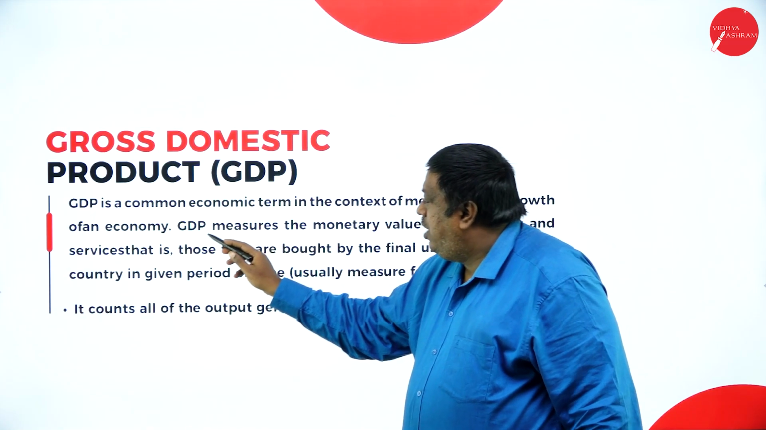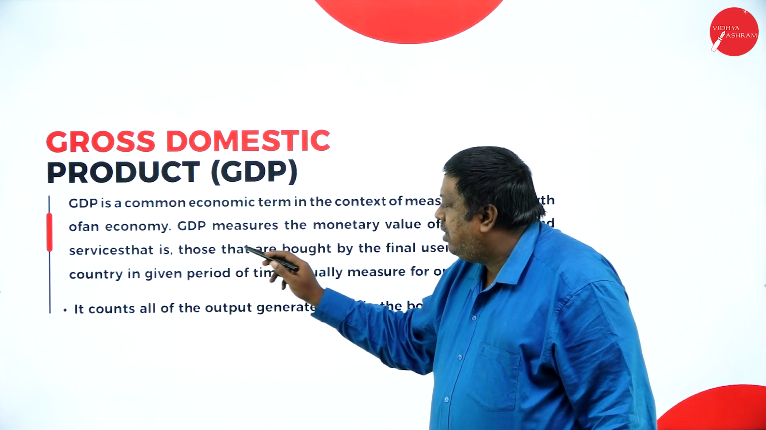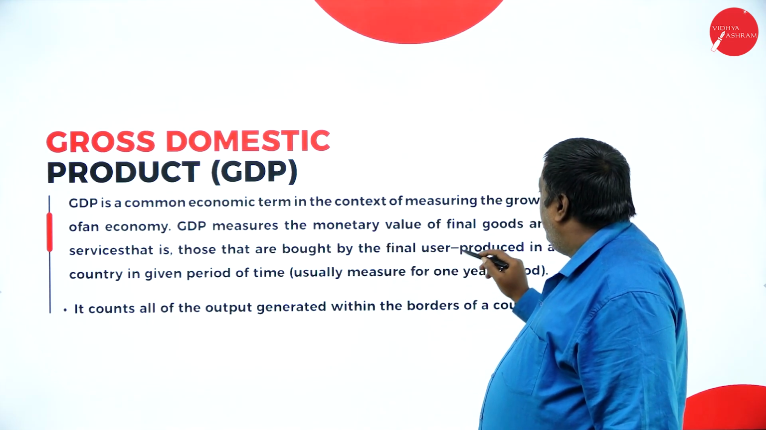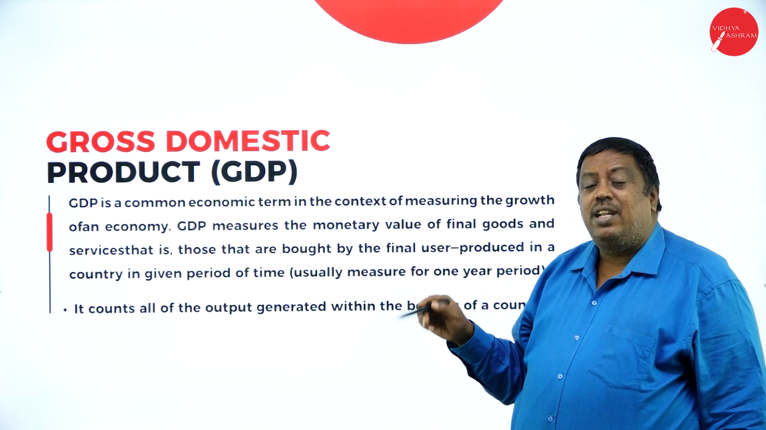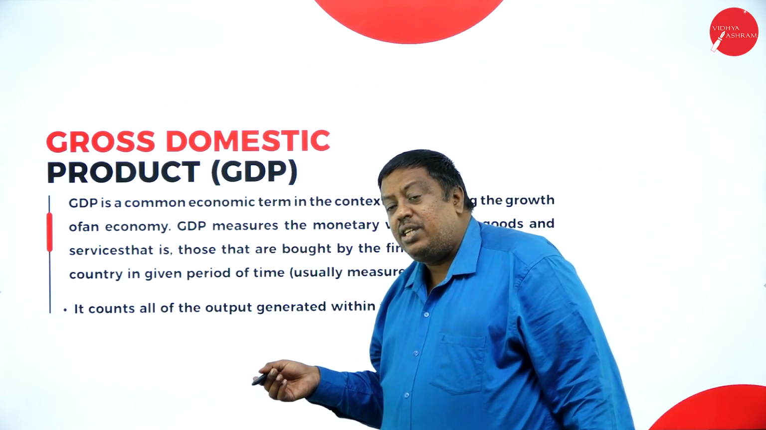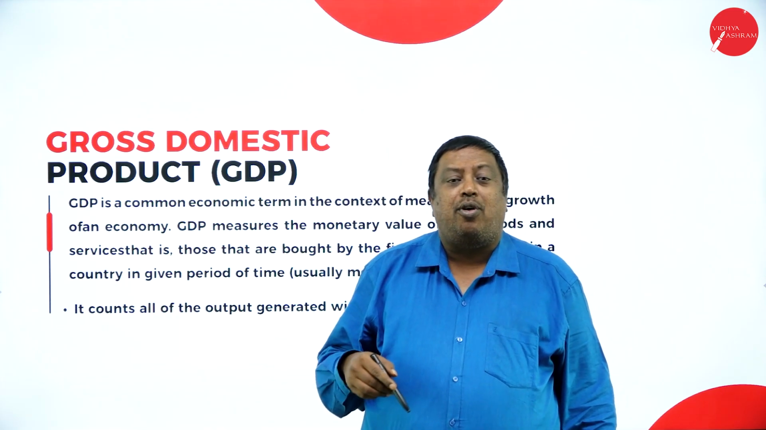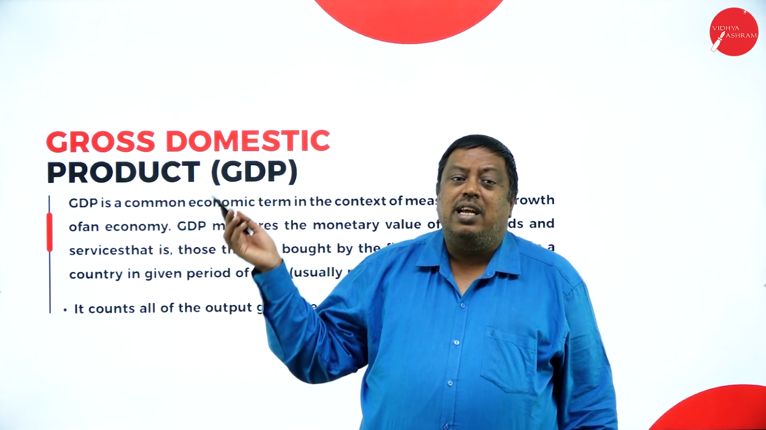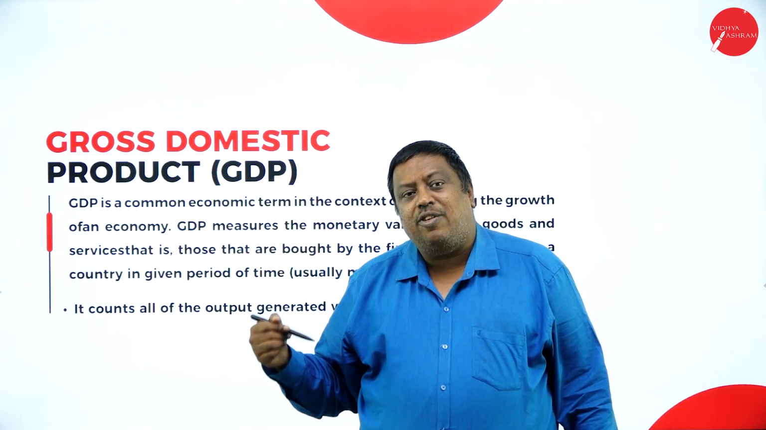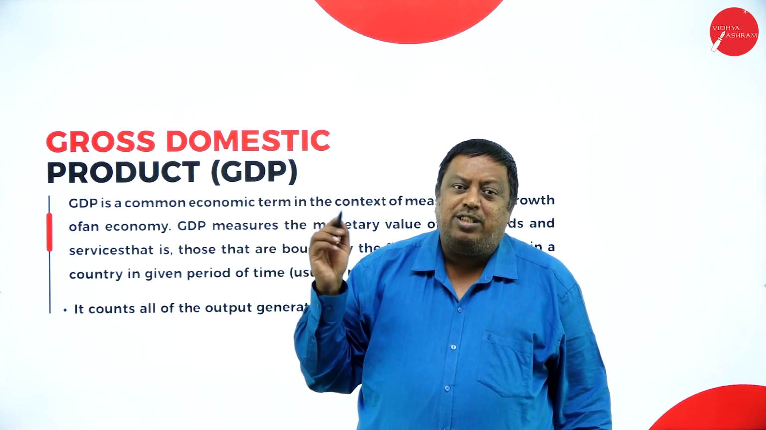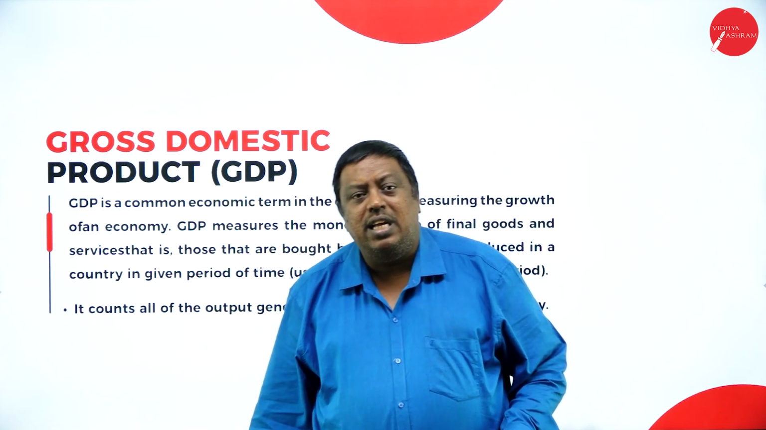GDP measures the monetary value of final goods and services, that is, those bought by the final user, produced in a country in a given period of time. Thus the calculation of a country's income is measured where the product is produced and consumed by the final consumer, and what amount has been received by the government. Based on that, they calculate GDP. GDP is very much required for the nation.